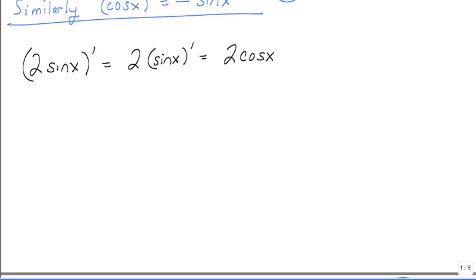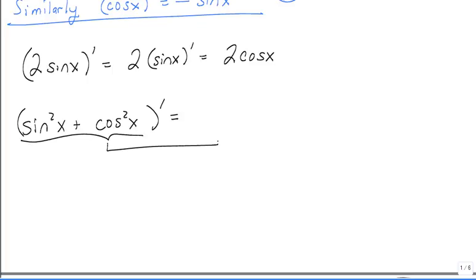What if we want the derivative of sine squared x plus cosine squared x? Well, we don't take the derivative of each one. What you should notice is that that's the Pythagorean identity. That's just 1, and the derivative of 1 is 0. So be careful because you're going to use trig identities here to do some of the derivatives. All right, look at some of the example homework problems, and that should help you out some more.